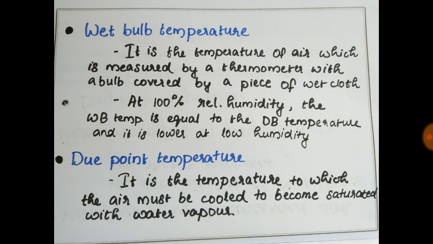The second is wet bulb temperature. It is the temperature of air which is measured by a thermometer with a bulb covered by a piece of wet cloth. It is observed that at 100% relative humidity, the wet bulb temperature is equal to the dry bulb temperature, and it is lower at lower humidity. Next is dew point temperature. It is the temperature to which the air must be cooled to become saturated with water vapor.